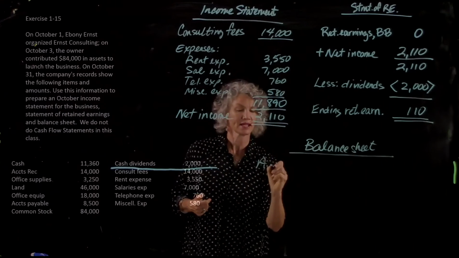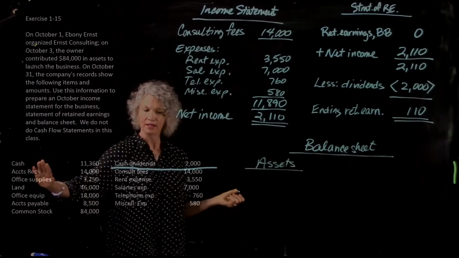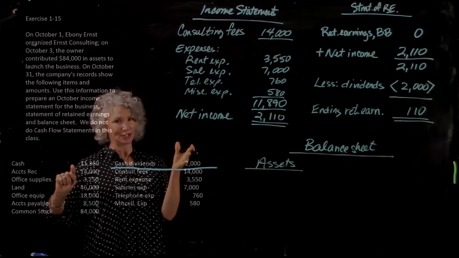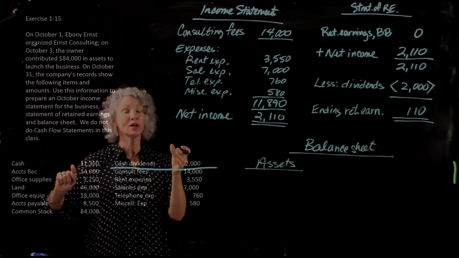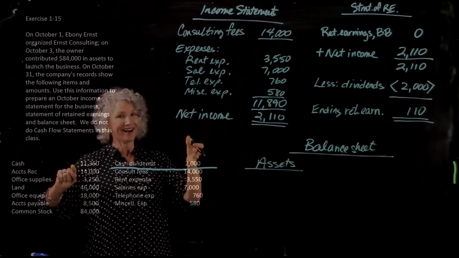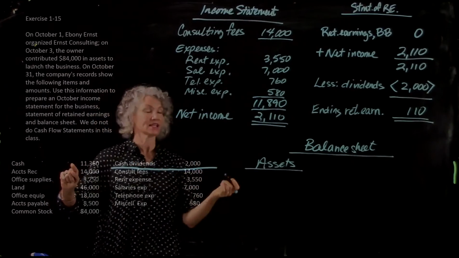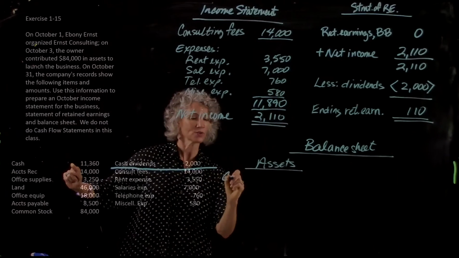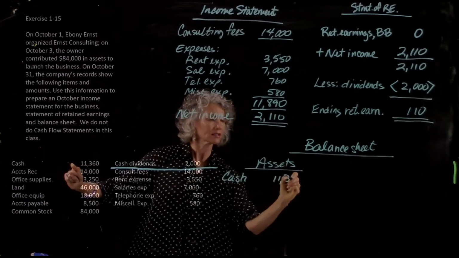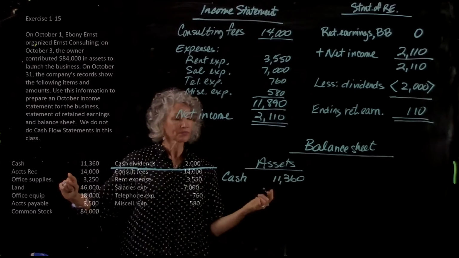And I'm going to start with our assets over here. Okay, well, I look over here at this list, and this list, they very nicely, now not all of our problems are going to do it this way because sometimes they're going to try to trick you. So you're going to have to learn when you see the name of an account, what kind of an account it is. So cash is an asset. And we're going to start with cash because we always start with what we call our most liquid assets, meaning the most closely to become cash.